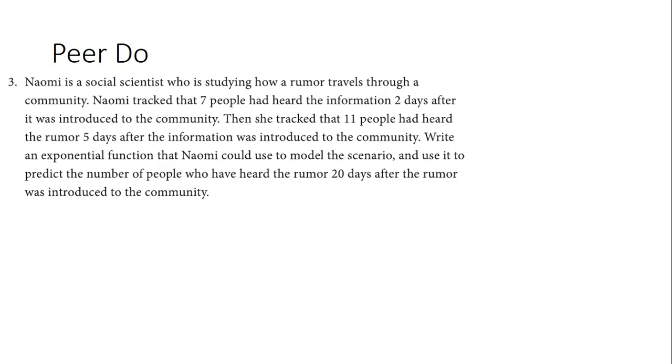Awesome. All right. So this was a little different, right? Because does it actually say we have a starting value? No. It does not. It tells us that she recorded 7 people in 2 days. Time is generally your x. No matter if it's days, months, minutes, seconds, time is generally our x. So 7 people on 2 days, 11 people on 5 days. And it wants us to create an exponential function and find out 20 days later, right?